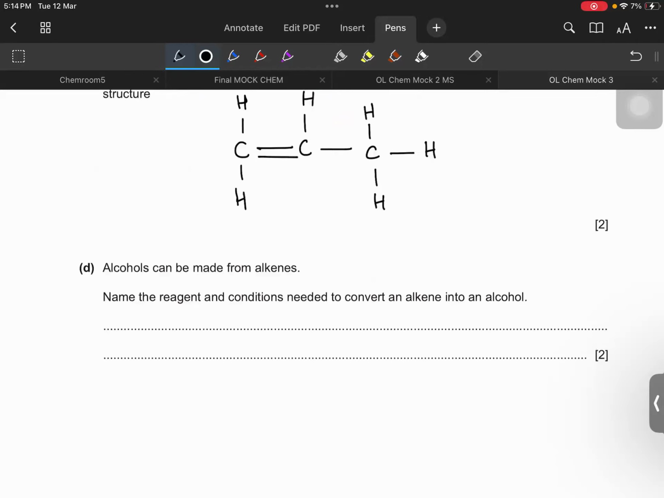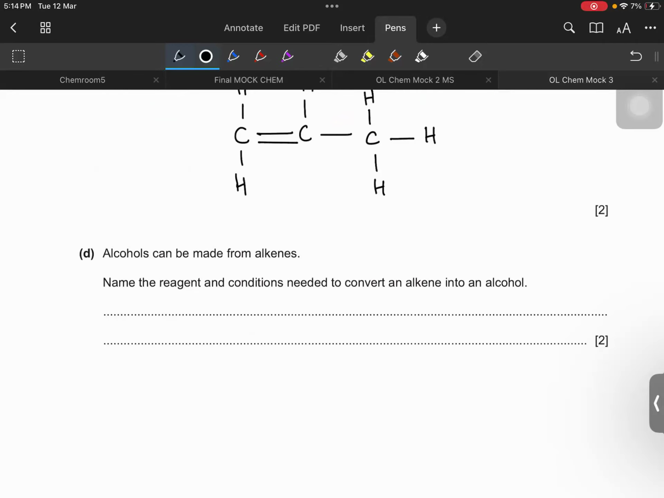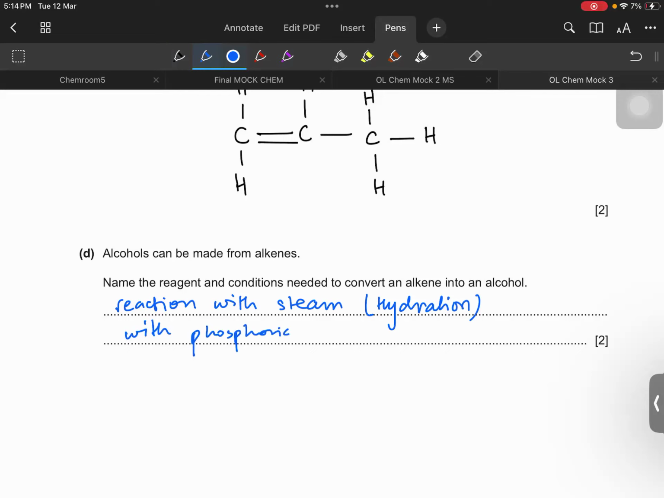Next, alcohols, part D. Sir, steam and H3PO4 and high temperature. Phosphoric acid as catalyst, 300 degrees Celsius temperature, 30 to 40 atm pressure. Reaction with steam is called hydration.